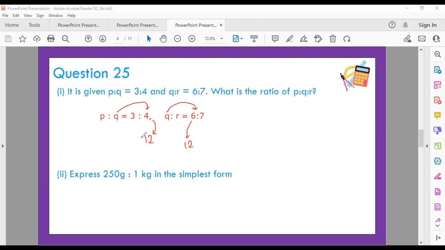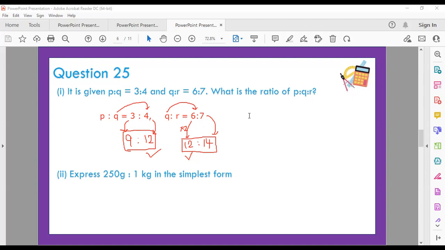But if 4 became 12, what about the 3? 4 times 3 gives you 12, so 3 times 3 will give you 9. This will also change. And if 6 became 12, that is times 2, then 7 will become what? You also times 2 and it will become 14. So now your Q is the same on both sides. The P also moved up to suit the Q, the ratio is still the same, and the R also moved up, the ratio is still the same.